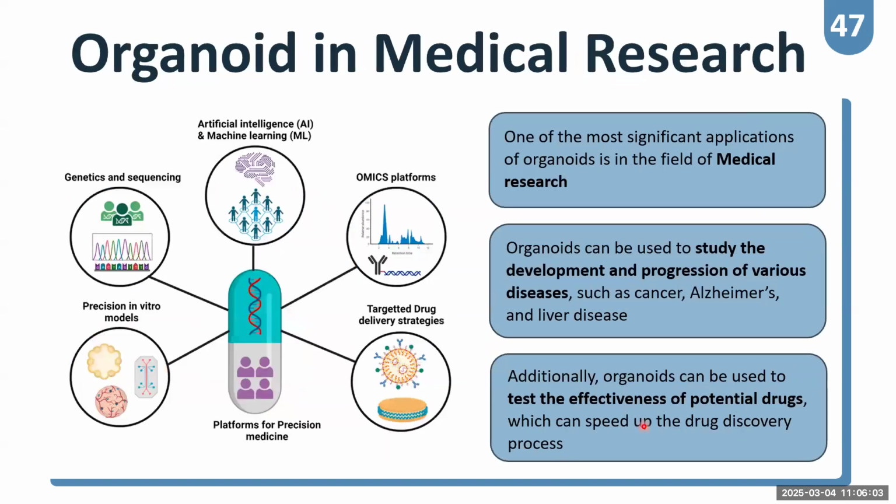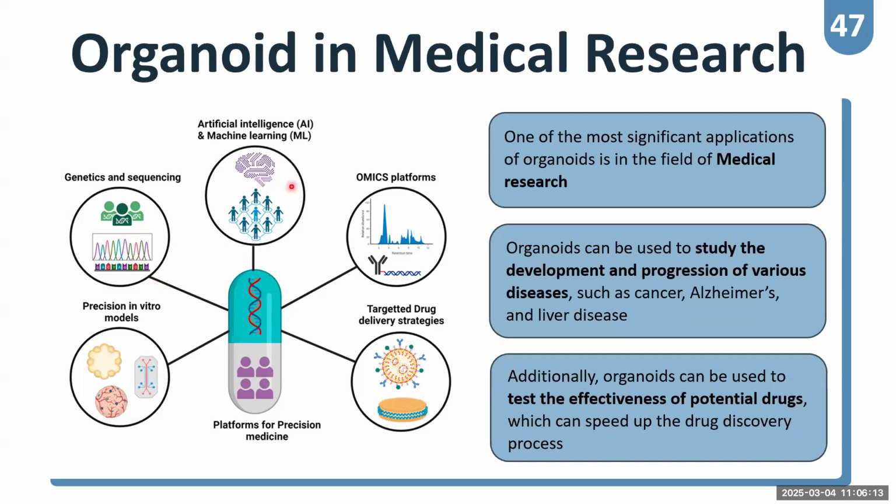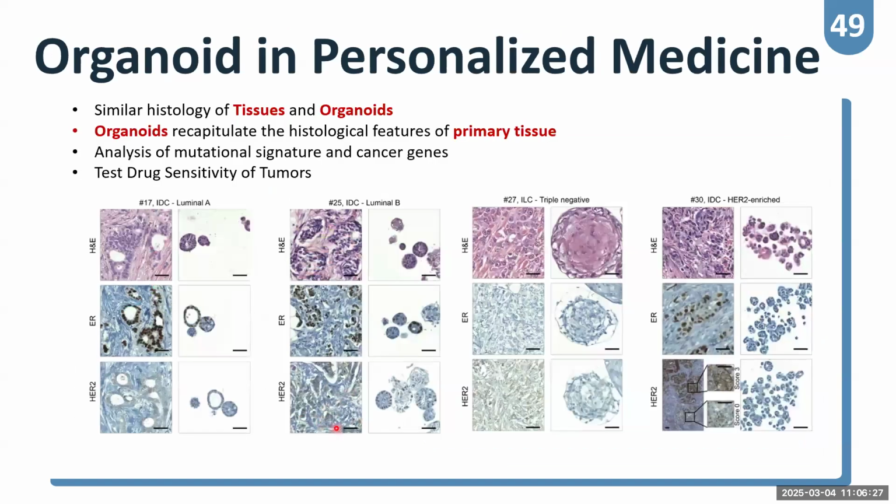Okay, and I have already mentioned the medical research applications using the 3D organoid, okay? That you can see. Now they have omics, they have AI, they have genetics and sequencing, personalized medicine, and drug targets that can be tested by the organoid, okay?